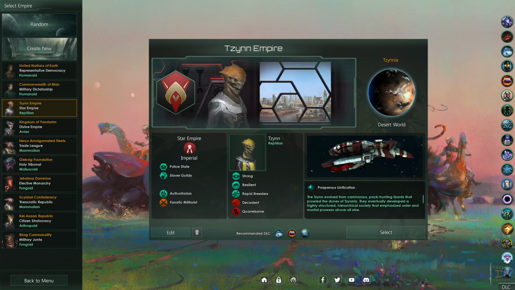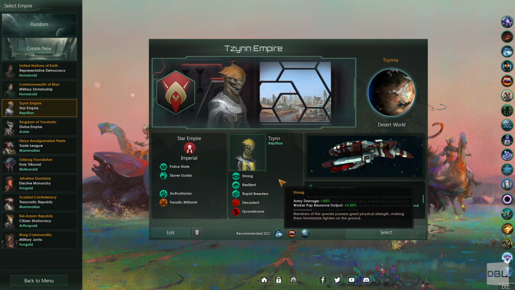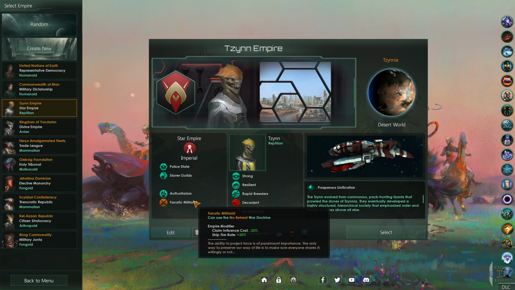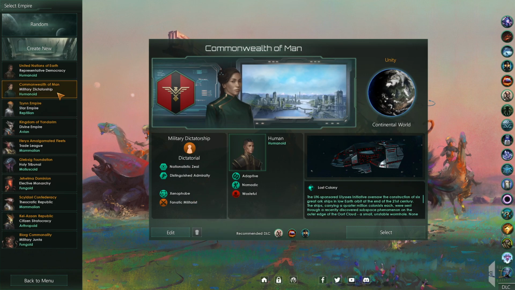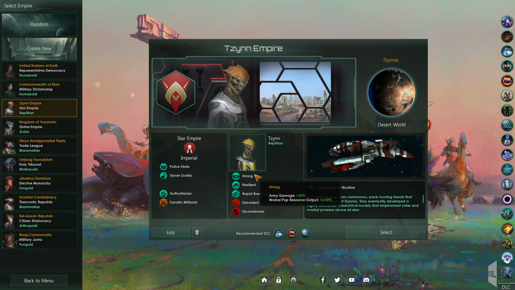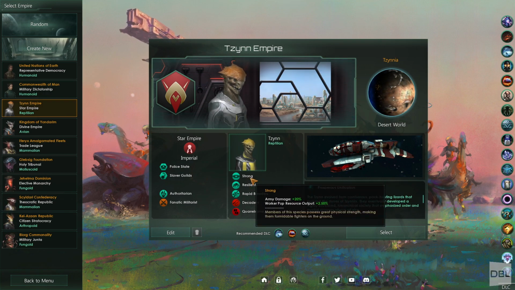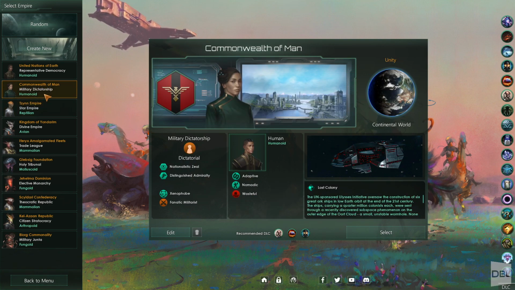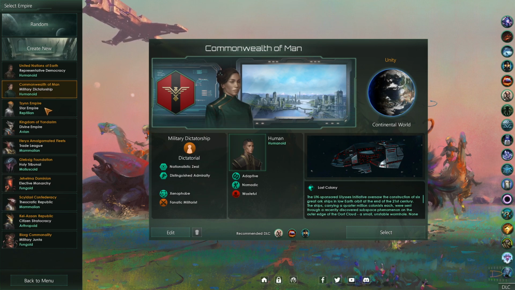All right. Where was I? Did I finish this? Ability to project force is of paramount importance. The only way to preserve our way of life is to make sure everyone shares it willingly. Okay, that's the same as this, right? Yeah. Reptilian, strong. Strong like bull. Army damage plus 20%. It's funny, they don't have that, and they're a military dictatorship.